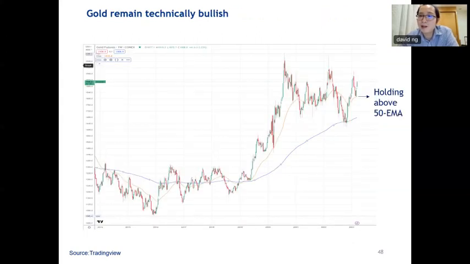So with that, I think if you want to gain exposure in the gold market, I think FGLD is quite a good contract to consider.